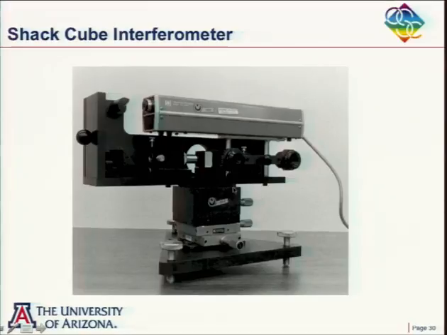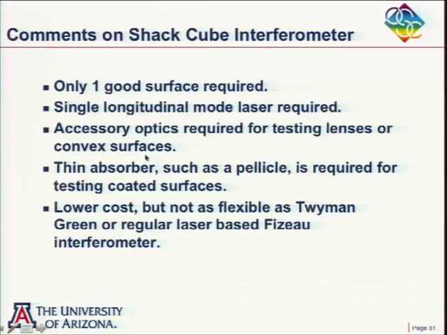So that's a pretty compact, inexpensive little interferometer. And so what is good about it? Well, you only have to have one good surface. That's the same as with the laser-based Fizeau. This is very similar to the laser-based Fizeau, but much less expensive. Maybe not as versatile, but much less expensive. So you have to have a single longitudinal mode laser. If you want to test lenses or convex surfaces, you have to add some other lenses to the system. This is really intended for testing concave surfaces.